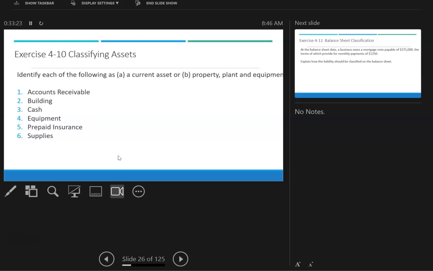So we're going to break these up. Assets that can be converted to cash within a year or less, or those resources that are going to last us greater than a year. What do you think number one is? Accounts receivable. Current. Building. It better last more than 1 year, right? Cash. Cash is always current. Cash is as liquid as you can get. Equipment. Prepaid insurance. Current. Supplies. Excellent.